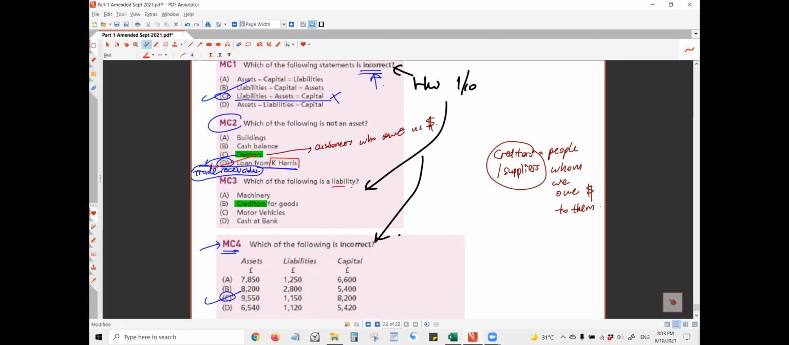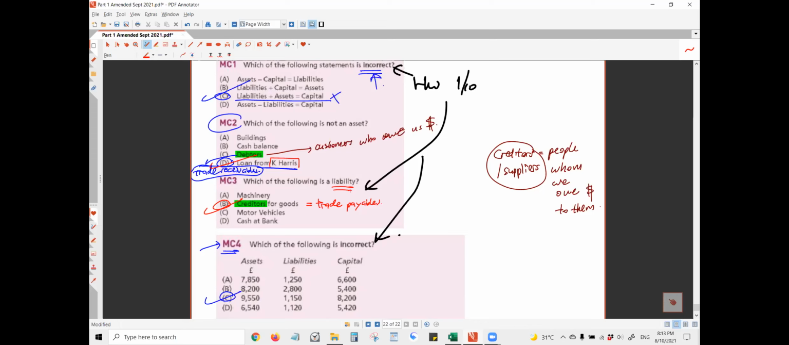MC3, which one is a liability? Answer is B. This is actually referring to trade payables. We owe money to the suppliers.